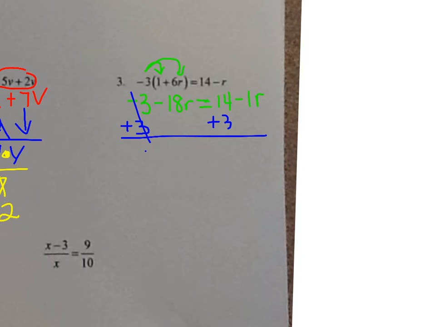Negative 3 plus 3 is 0. So I'm left with, watch the sign, negative 18r equals 14 plus 3 is 17 minus 1r. So now I have an r on both sides. I got to move one. I don't want to move the 18 because then I'm going to leave nothing over here, and I don't want to bring everything over to the right side with the 17. So I want to move the minus 1r. So we're going to add 1r to both sides.